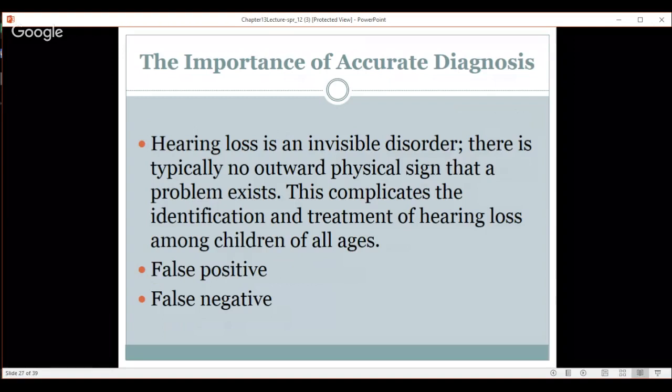Hearing loss is an invisible disorder. There's typically no outward physical sign that a problem exists. So this might complicate identification and treatment of hearing loss among children of all ages. Sometimes a false positive might occur where a test shows that there is a hearing loss, but in fact there's really not. Or the opposite of that, a false negative might occur where the test shows that there's not a hearing loss, but indeed there really is. So obviously, looking for accurate diagnosis is important in being able to then treat somebody with a hearing loss.